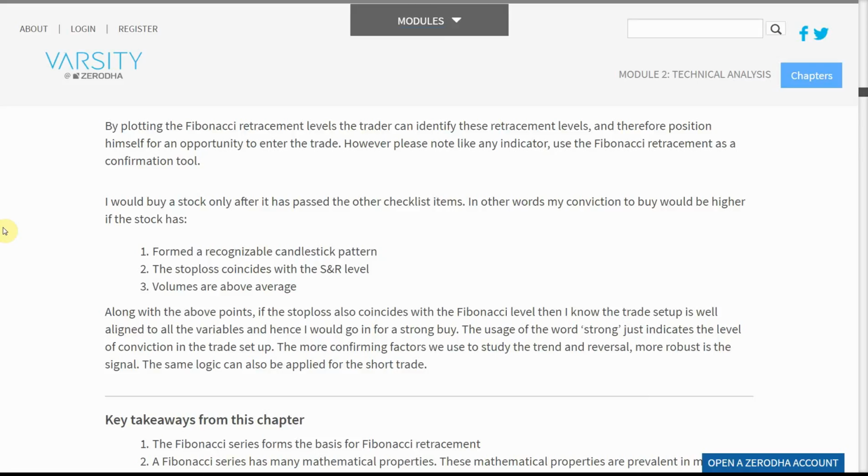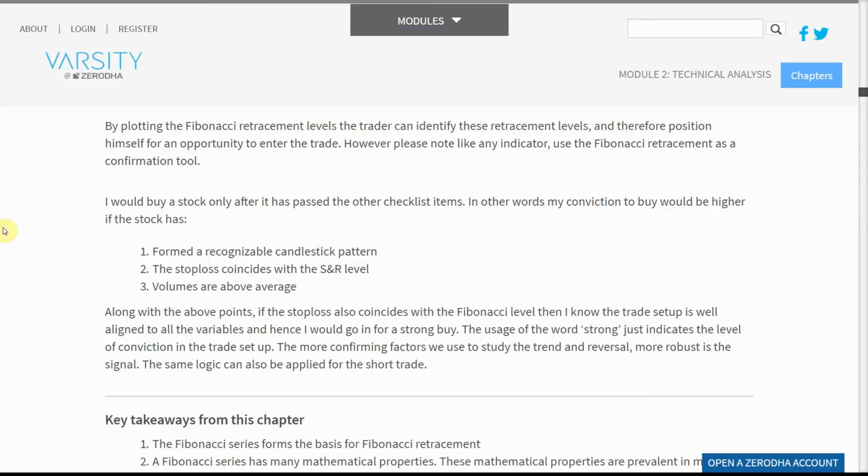The usage of the word strong just indicates the level of conviction in the trade setup. The more confirming factors we use to study the trend and reversal, the more robust is the signal. The same logic can also be applied for the short trade.